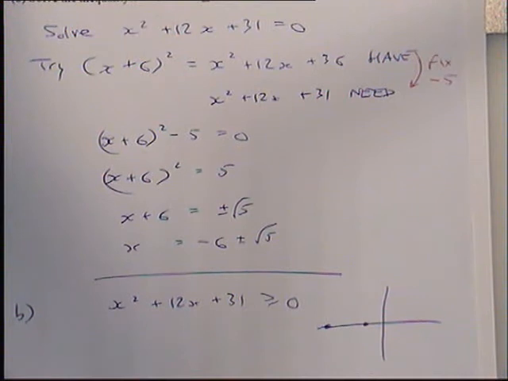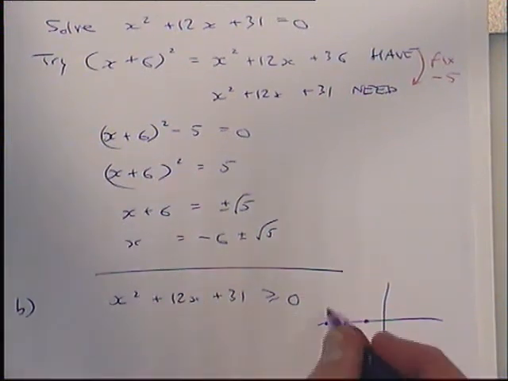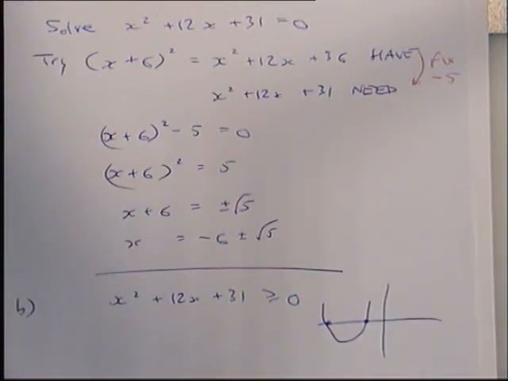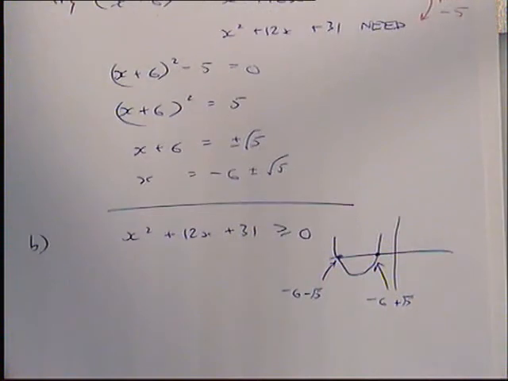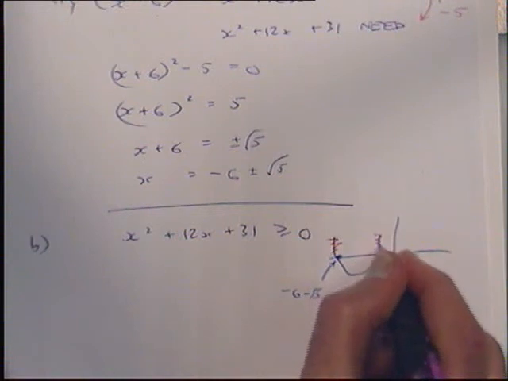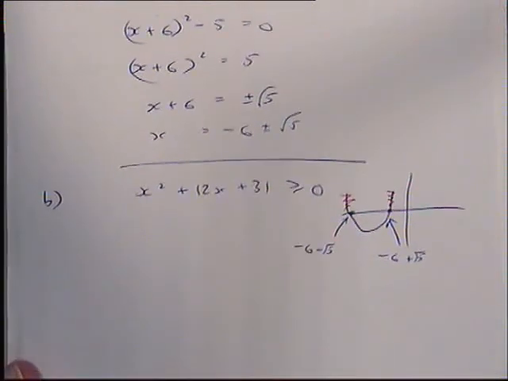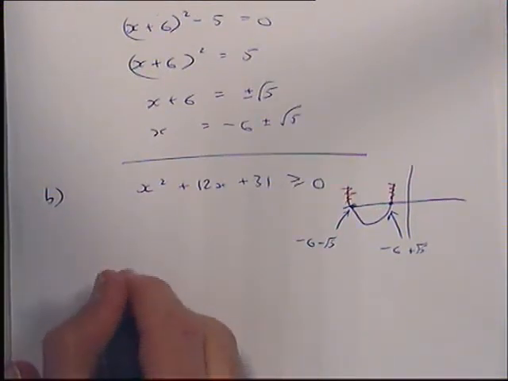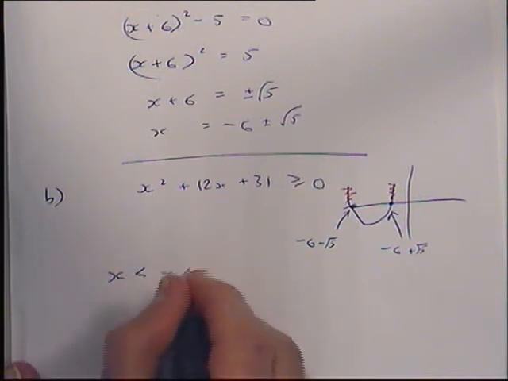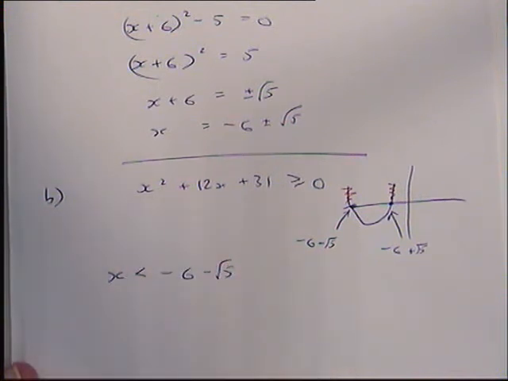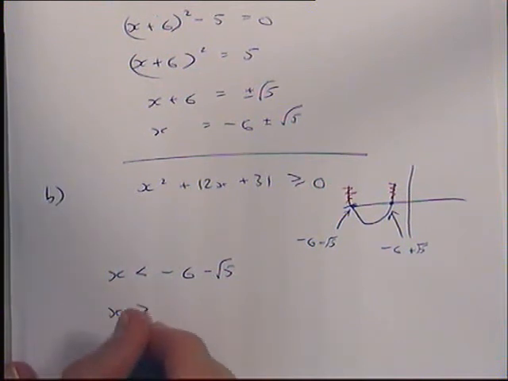Is it a happy or a sad curve? It's a happy curve. Okay, so it's looking like that. So that root there is minus 6 minus root 5. That root there is minus 6 plus root 5. And we want it to be greater than 0. In other words, above the x-axis. So that's here and here. So that is when x is to the left of the smaller root, and when x is to the right of the larger root.